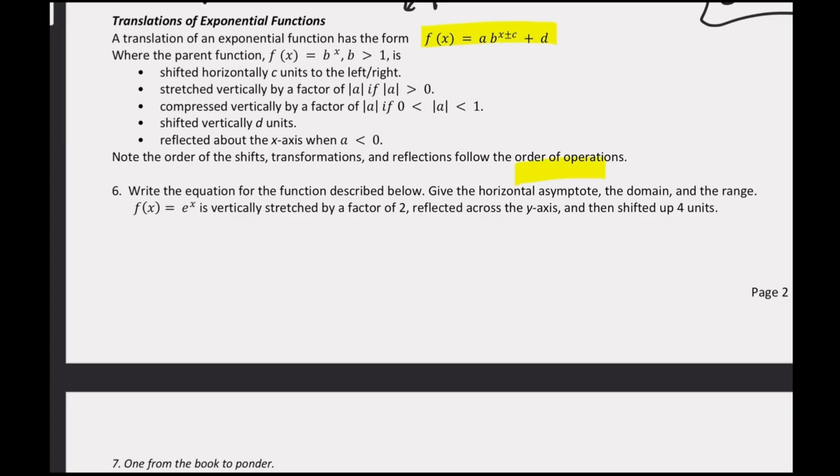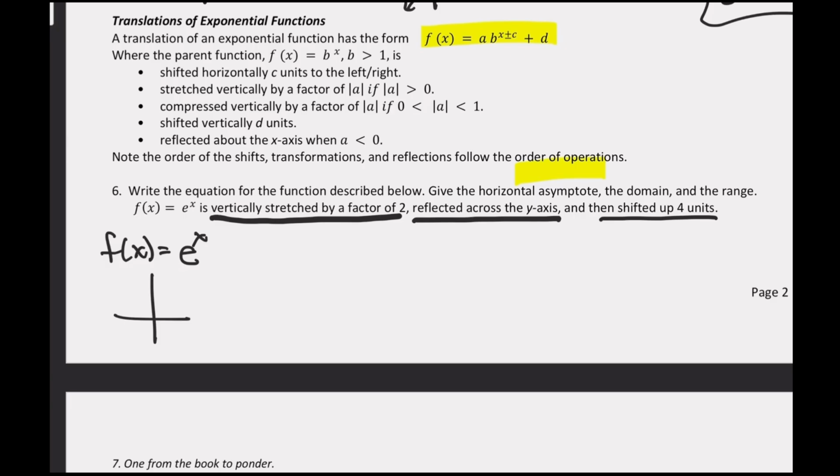All right, f of x equals e to the x is vertically stretched by a factor of 2, reflected across the y-axis, and shifted up. Okay. Well, this function, remember e is like 2.71, yada, yada, yada. Okay, so if you plug in a 0, you're going to get a 1. Plug in a 1, you're going to get that 2.718, blah, blah, blah. And it's a growth function like so.